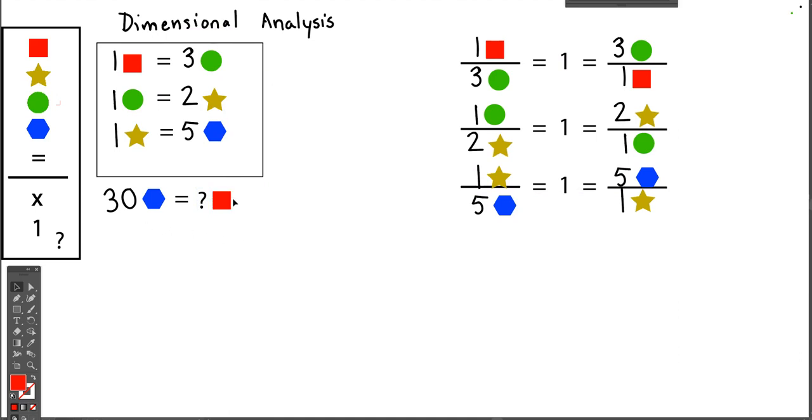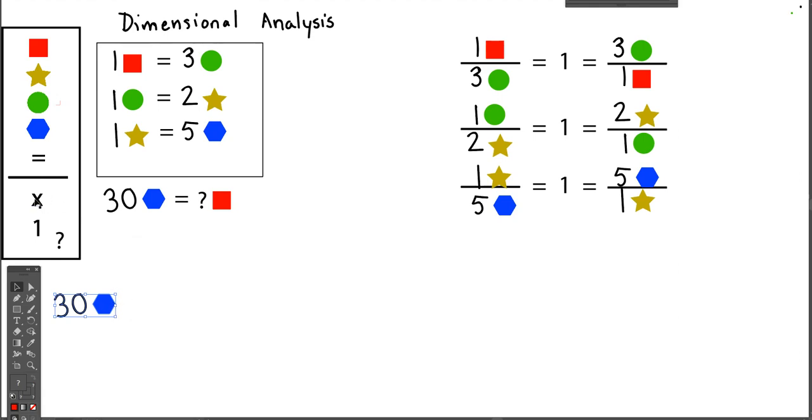So here's my question, right? This is what I want to find out. Here's what I know. Here are the tools that I made. So I developed these tools. I know that I'm going to use conversion factors, so I wrote them out so that I know how to use them. And my question is, if I start out with 30 blue hexagons, how many red squares does that get me? So let's take this and start multiplying by 1.